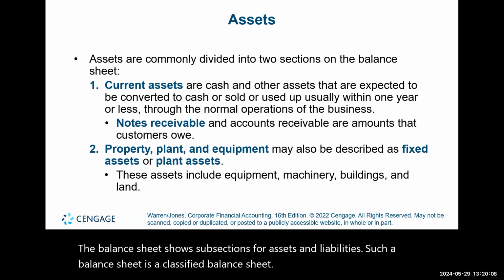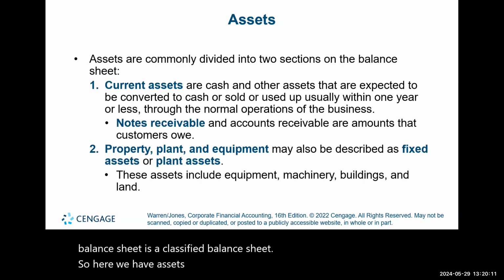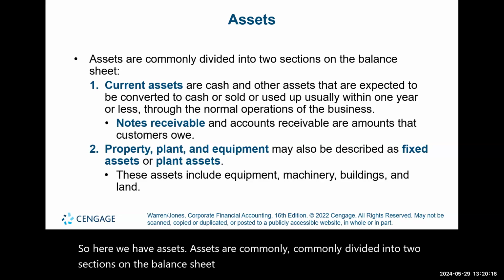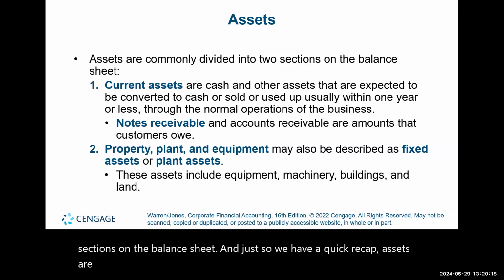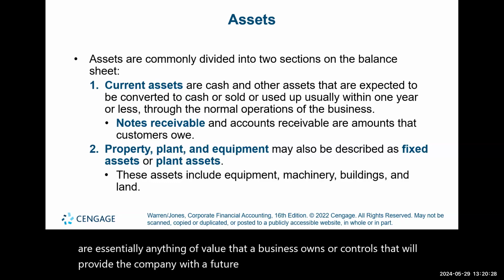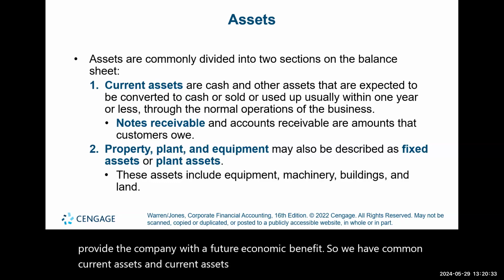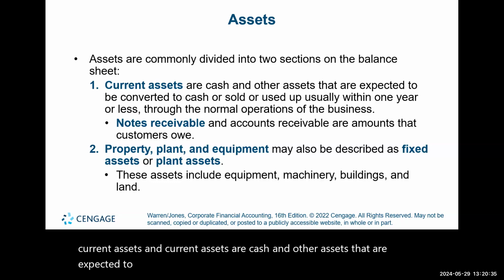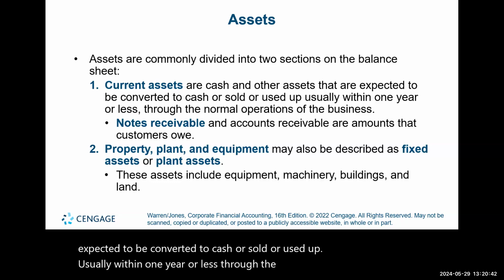So here we have assets. Assets are commonly divided into two sections on the balance sheet. And just so we have a quick recap, assets are essentially anything of value that a business owns or controls that will provide the company with a future economic benefit. So we have current assets, and current assets are cash and other assets that are expected to be converted to cash or sold or used up, usually within 1 year or less, through the normal operations of the business.